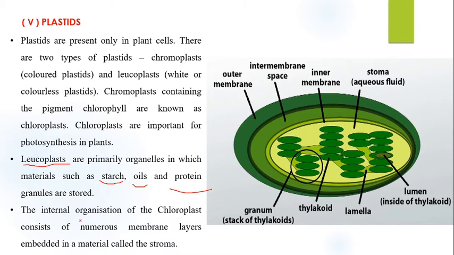Now, the internal organization of the chloroplast consists of numerous membrane layers embedded in a material called the stroma. We already discussed this. And the chloroplast basically has two components. First is the granum and second is the stroma. So every granum is present inside the stroma. I hope it is clear.